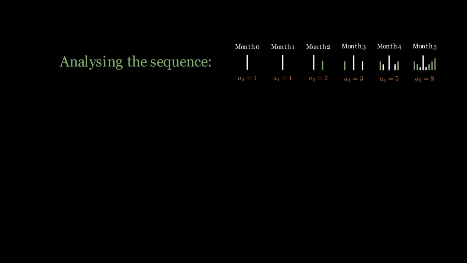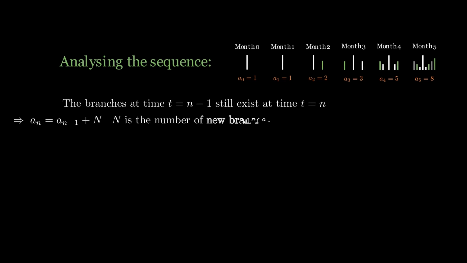Clearly, we can state that the branches at a future time do not disappear, or in more mathematical terms, the branches at time t equals n minus 1 still exist at time t equals n. From this, we can say that our recurrence should be of this form, where the term an minus 1 represents all the branches at least 1 month older.